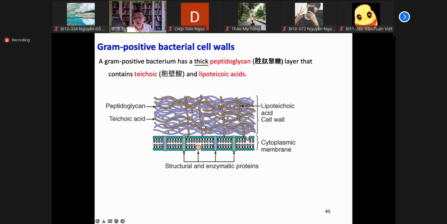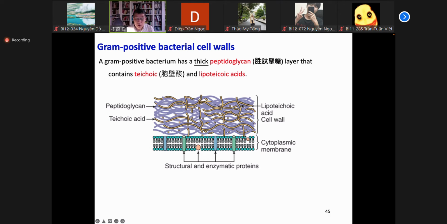So the gram-positive ones are simpler. Outside is the thick peptidoglycan wall. That is thick, up to 70 to 80 layers of the cell wall. And inside of it, there is a second kind of molecule called teichoic acid. Teichoic means wall in Greek, so teichoic acid means wall acid. Lipoteichoic acid means this teichoic acid is linked to a lipid. It's called lipoteichoic acid.